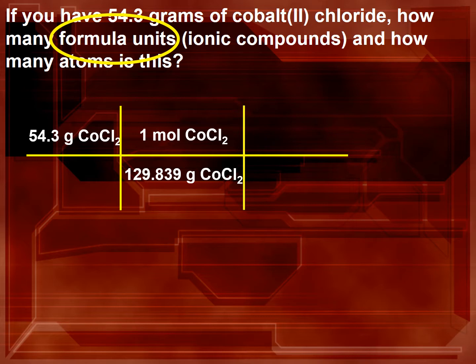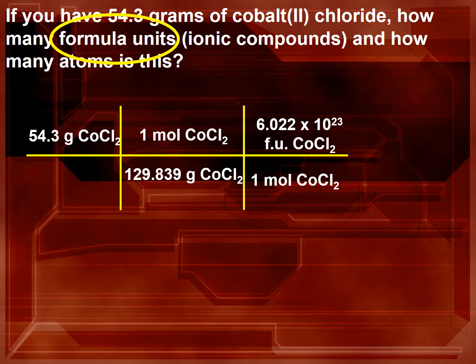So the grams will cancel with grams and we'll end up with moles. But we want formula units. Well, we know that 1 mole of anything, including cobalt-2 chloride, is going to be 6.022 times 10 to the 23rd formula units of cobalt-2 chloride. Feel free to use FU to abbreviate formula units. Now we see what cancels. Grams cancels with grams, and moles cancels with moles. It leaves us with formula units of cobalt-2 chloride.